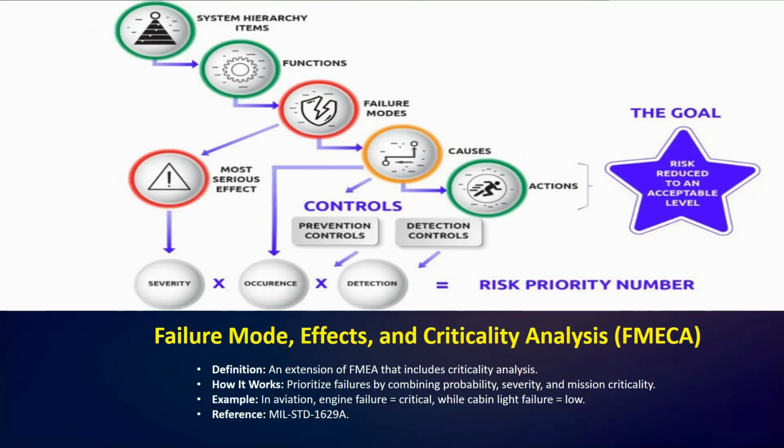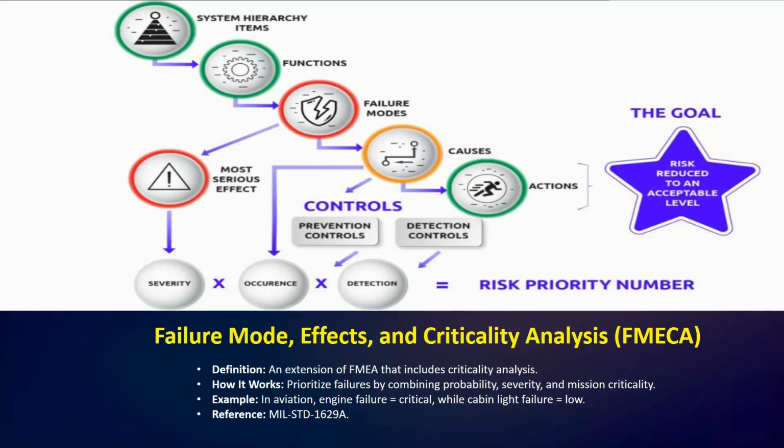After that, we have failure mode effects and criticality analysis (FMECA). FMECA is an extension of FMEA. It adds criticality analysis. Not all failures are created equal, and an engine failure on a plane is far more critical than a broken cabin light. So FMECA helps to prioritize failures based on their probability, severity, and their mission-critical importance.